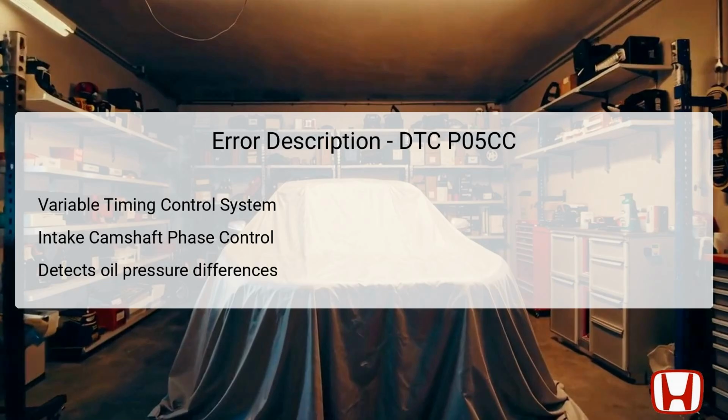Key components involved in this system include the VTC oil control solenoid valve A, which regulates the flow of oil to the VTC actuator, the intake camshaft itself, which controls air intake into the engine, and the associated oil passages that facilitate oil flow to these components. Proper functioning of these parts is vital for optimal engine performance. Thus, pinpointing the source of malfunction is essential for restoring vehicle reliability.